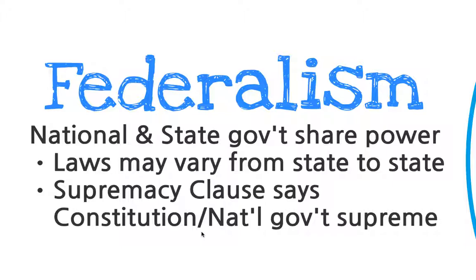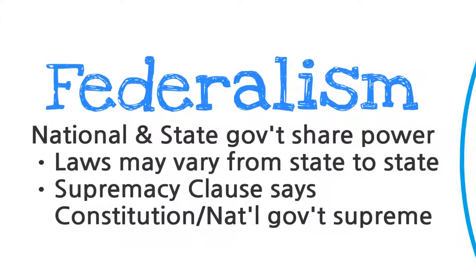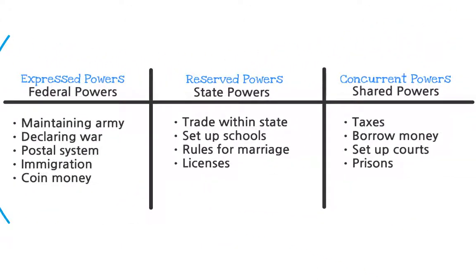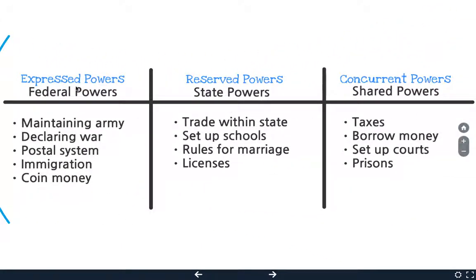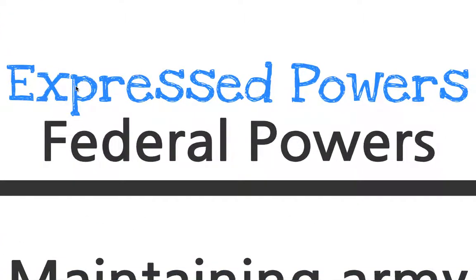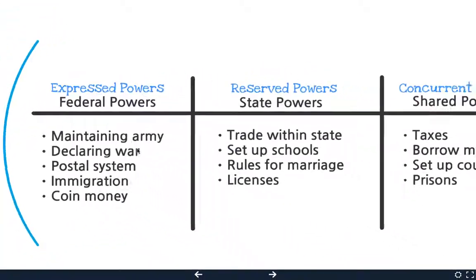So let's talk a little bit more about that. I'm sure you're excited. So we've got three different types of powers. First, let's look over here at express powers. Express powers are things that belong strictly to the federal government, that are written expressly in the United States Constitution. It says Congress has the power to, and then I have some examples for you.